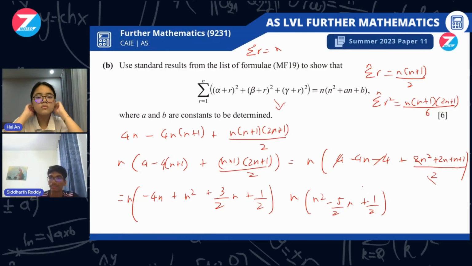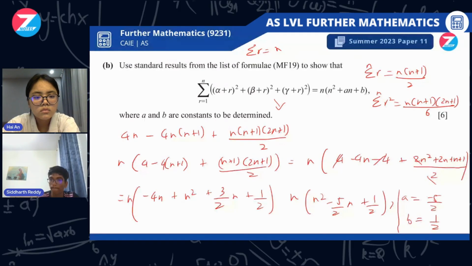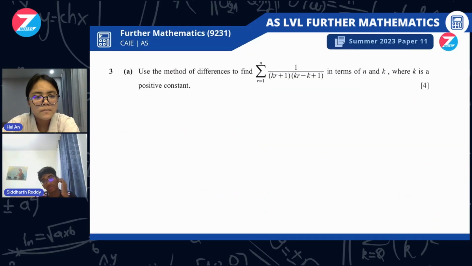So from this it becomes obvious that a is equal to minus 5 by 2 and b is equal to 1 by 2. So that's this part of the question complete. Let's move to the next one.